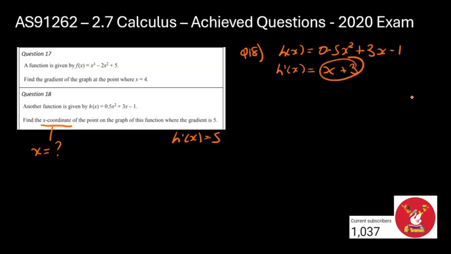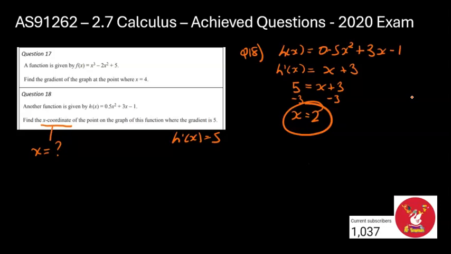So pretty nice derivative. Now what we're going to do is, h dash x, we know it's going to be 5, so we're going to substitute that in over here. So 5 will be equal to x plus 3, and when I take away 3 from both sides, x will be equal to 2. And that's the answer to our question that we posed before. The x coordinate, when the gradient is 5, is going to be 2. Don't need to find out the y value in this particular case.